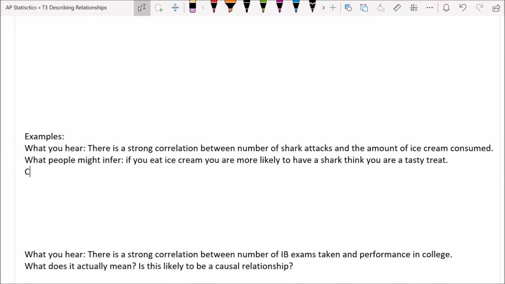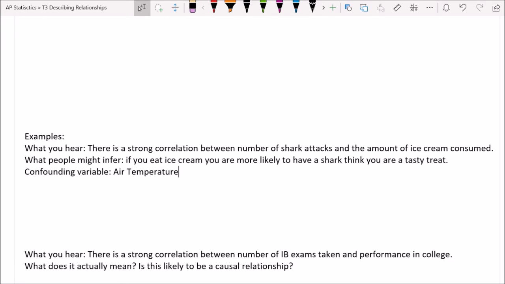Okay, there's a confounding variable here. And the confounding variable is the temperature, or the air temperature. Because when it's warm, people are more likely to go swimming at the beach where there are sharks. And when it's warm, people are more likely to want to eat ice cream to cool off. Okay, you go to the water to cool off, you eat ice cream to cool off.